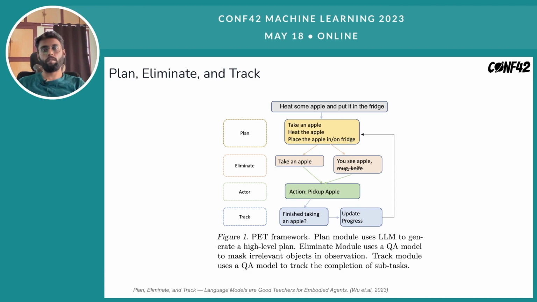So they have broken down their approach into different modules. One is a planner module, which is also an LLM. It takes in the instruction and tries to convert that into a plan that the agent needs to follow. And then there is an eliminator. Based on the visual input of what is there in the environment, the eliminator tries to eliminate whatever the agent sees that it does not need to focus on, and then the actor does the action, and the tracker tracks whether a given task is finished or not.